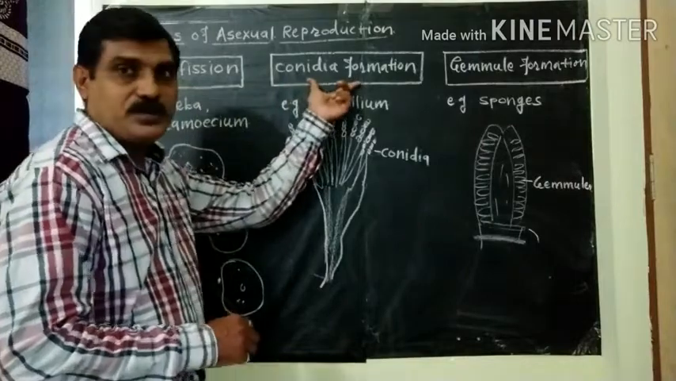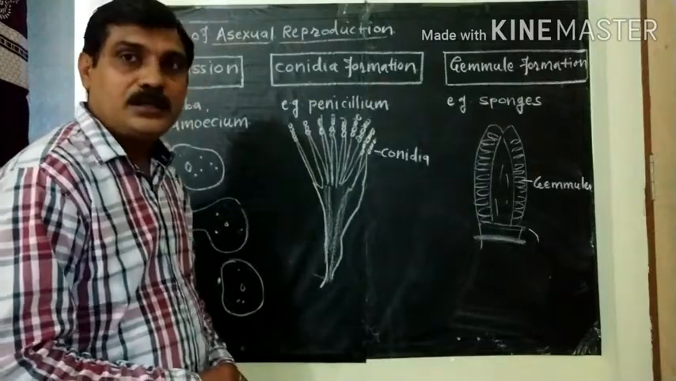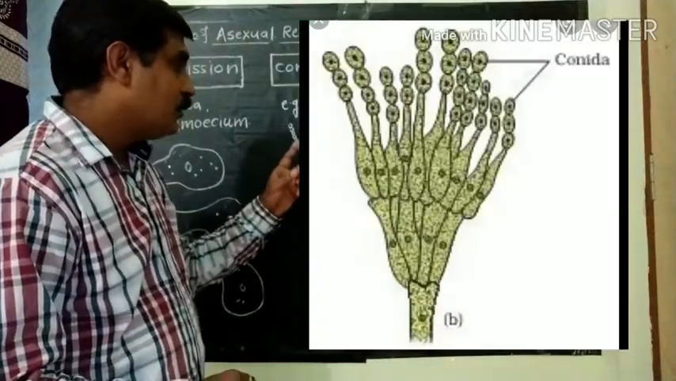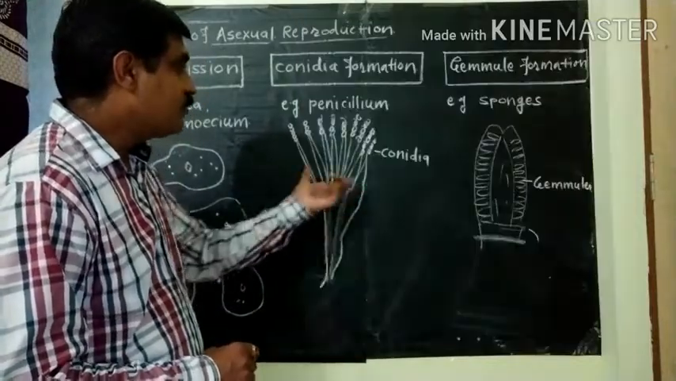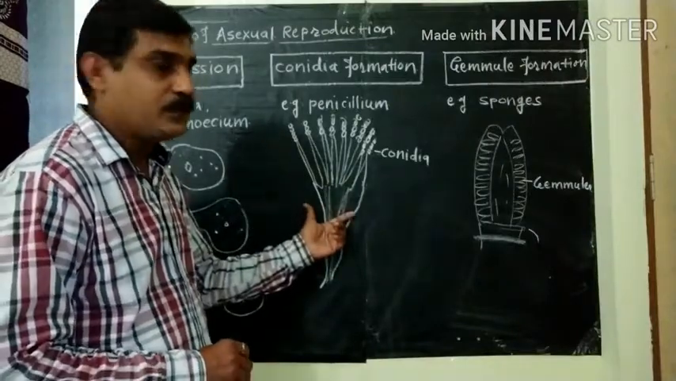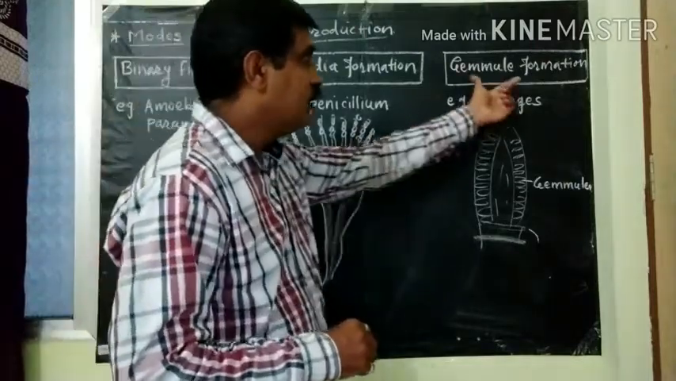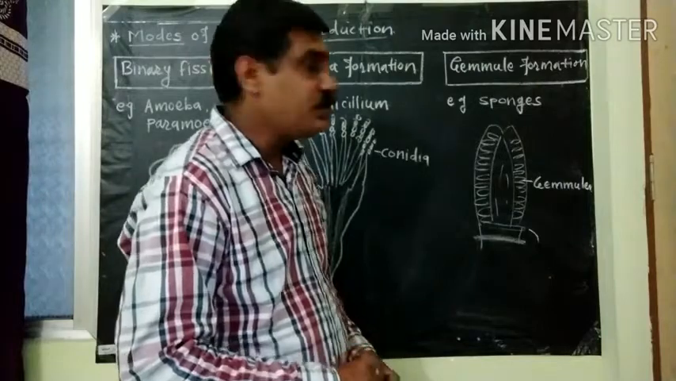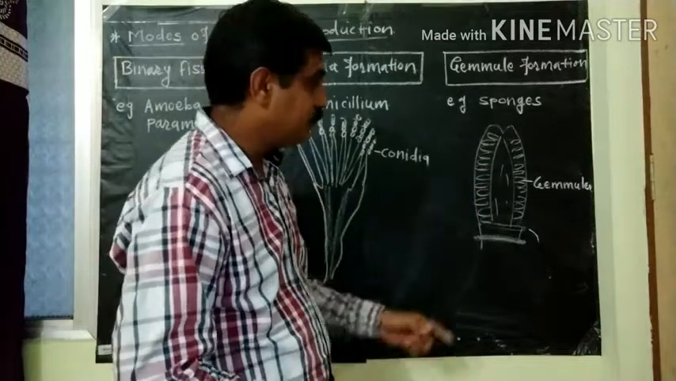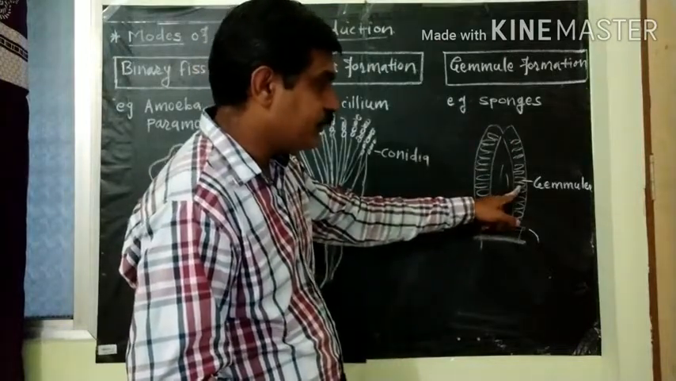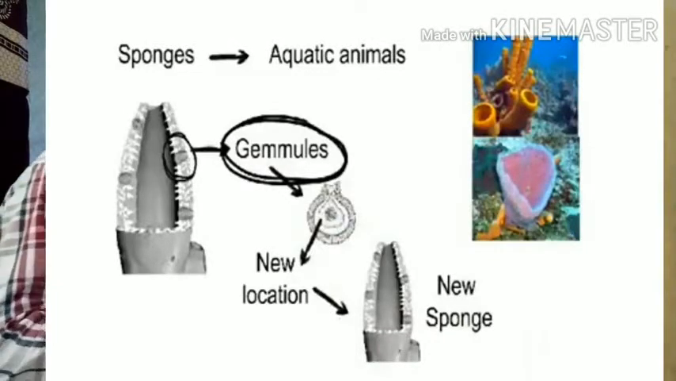Then, conidia formation. Conidia formation is a process that takes place in fungi. In fungi, non-motile spores are produced, and those spores are responsible for asexual reproduction. Here Penicillium is the example. The next one is gemmule formation. Gemmule formation is a process that takes place in sponges, which are aquatic organisms. In sponges, gemmules are produced, and each gemmule then independently develops into a new sponge.